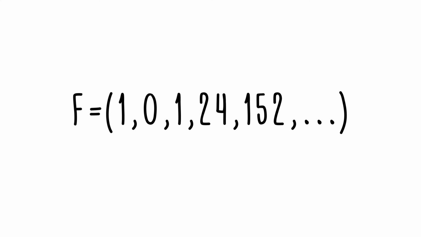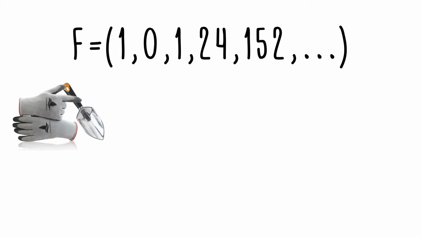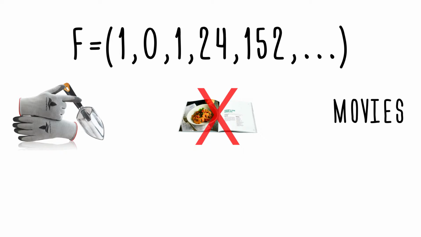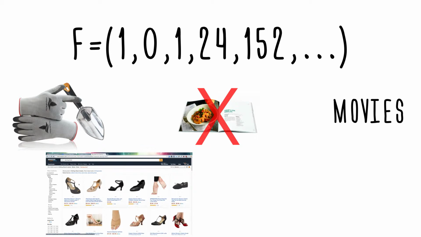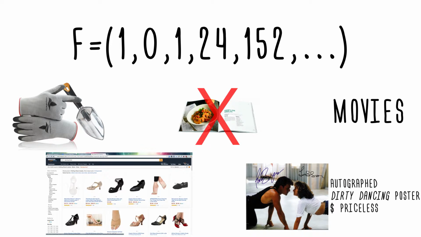For example, we can summarize the side information about Frank in the vector f equals 1, 0, 1, 24, 152, etc. Which means, for example, that Frank had looked at gardening equipment, the first number 1, has not looked at cooking books, the number 0, has looked at movies, the second number 1, has spent 24 minutes browsing through dance equipment, spent $152 on his last purchase, etc. Amazon may even have convinced Frank to subscribe to their credit card and even know his buying pattern outside of the Amazon website.